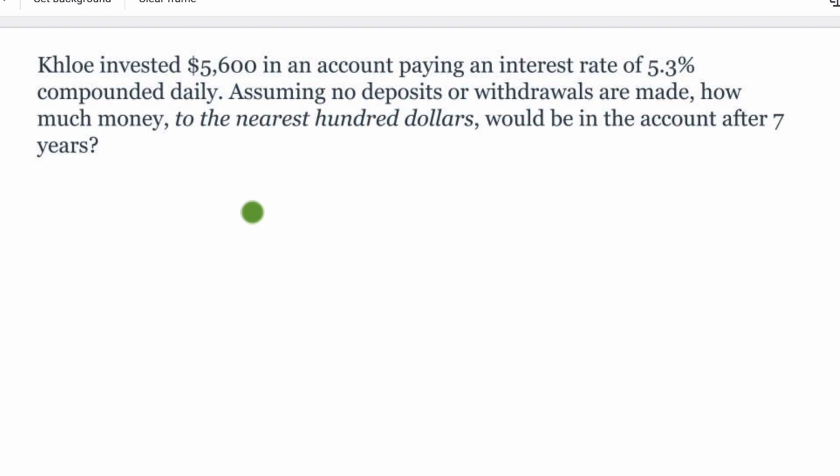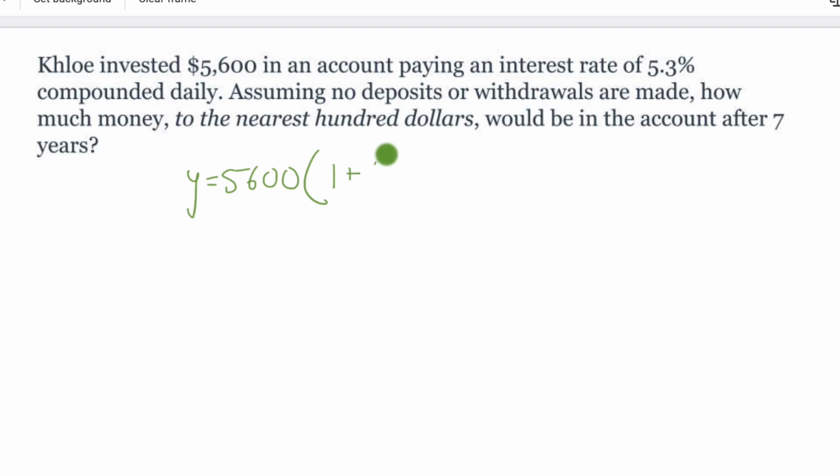Okay, this is one of those cases where you are earning money in an account. So Chloe has invested $5,600 in an account. It pays 5.3%. It's compounded daily. So if we're not taking any money out, how much is going to be there after 7 years? So we got to make sure we get everything in the right spot. So 5,600 is what the account starts with. 1 plus a rate. In this case, they're paying you interest, so it's positive.